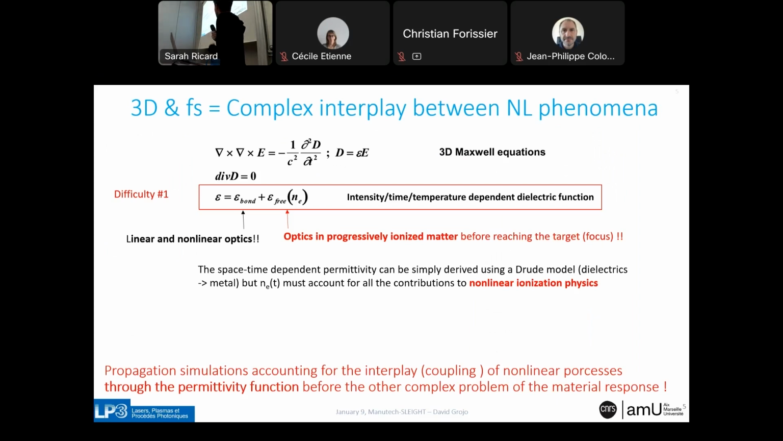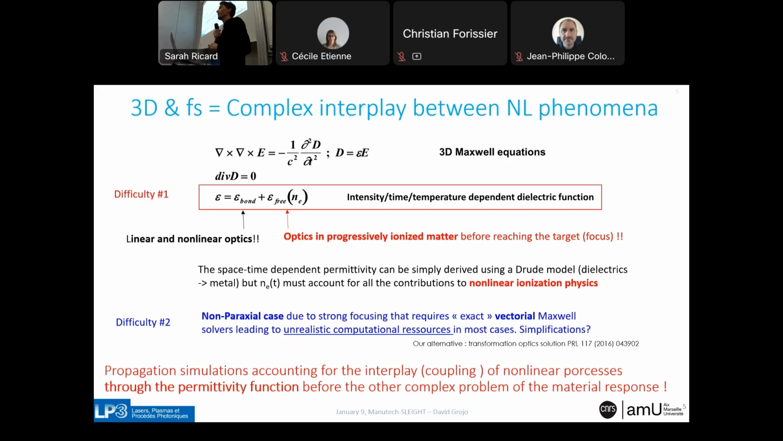A second difficulty in terms of simulation is that in most cases, if you want to describe high resolution experiments, you need to deal with extremely tightly focused beams. So these are highly non-paraxial cases that need to treat these Maxwell equations vectorially. In practice, this nonlinear physics and this vectorial treatment can lead to unrealistic resources to solve. So this is also an activity where optimizations are needed to find the best way to simulate all these problems.